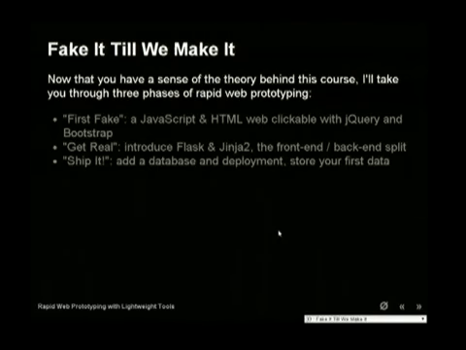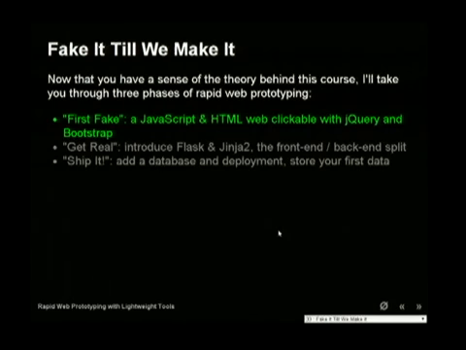Okay, cool. So I just skipped to slide 33, just out of my knowledge that I can save time that way. So basically, the 3 steps we're going to take in this course are, first, we're going to do what I'm calling the first fake. So we're going to build a JavaScript and HTML web clickable with jQuery and Bootstrap and no Python code yet. And I'm actually going to show you some Python tools, though, that make it really nice to do this quickly and kind of prototype at the static level really quickly.